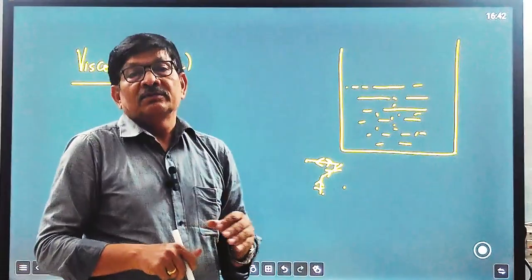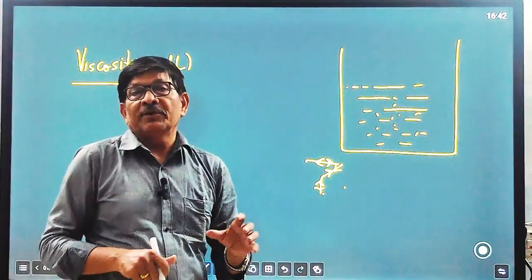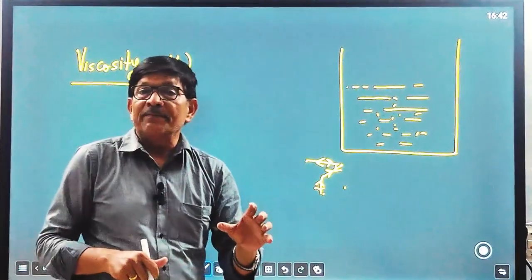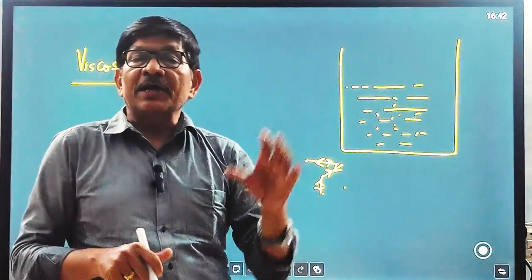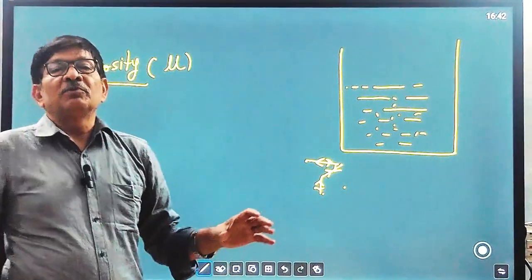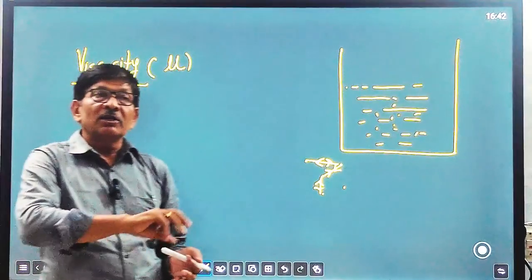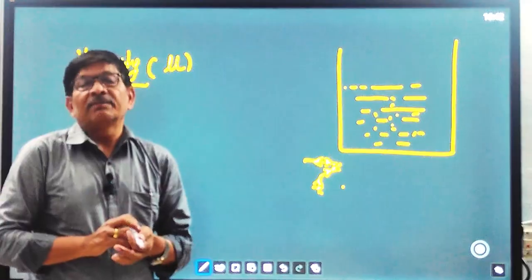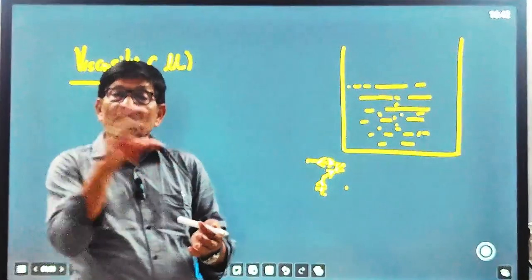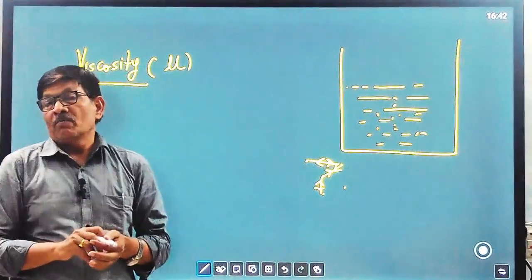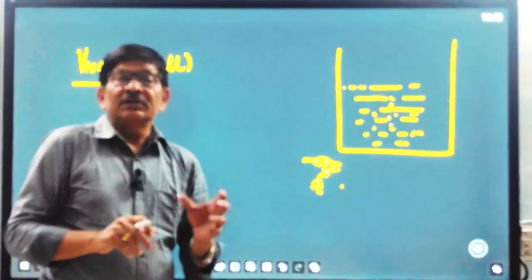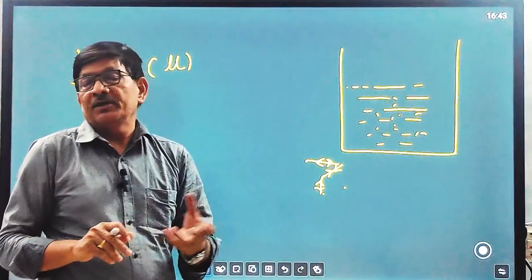Deformation will not stop, but it is always proportional to the magnitude of the stress that is applied to deform the fluid. It means the fluid will continuously deform under applied shear force, or simply we can say force. When we apply force, it continuously deforms and reaches an equilibrium rate of deformation. This is a difference between solid and fluid.